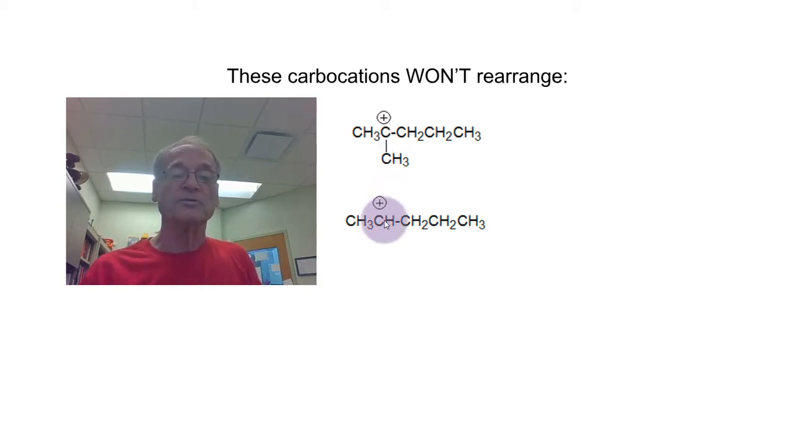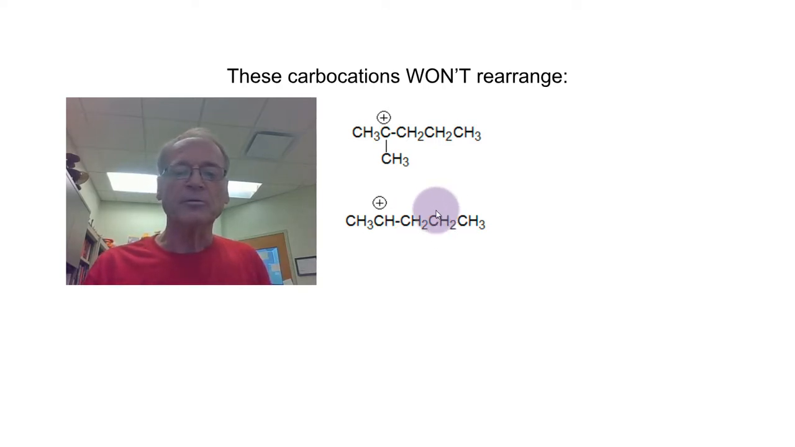What about this one? This is only secondary, so it would rearrange if it could become tertiary. But it turns out there's no way to make it be tertiary by just moving a hydrogen next door. You could move that hydrogen over, and then this carbon would be primary. That's not any good. You could move one of these hydrogens over, but then that carbon would still be a secondary carbocation, and that's not going to happen. At least typically it doesn't happen, although there are cases where secondaries rearrange to secondaries. For our purposes, we're just going to say it doesn't happen.